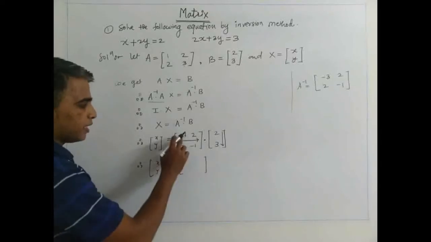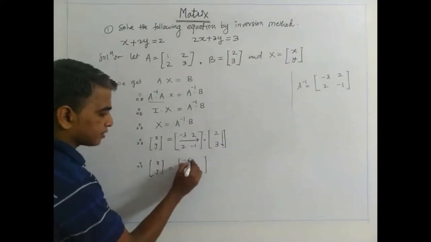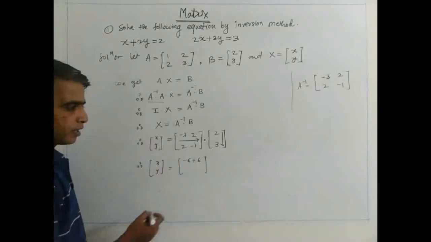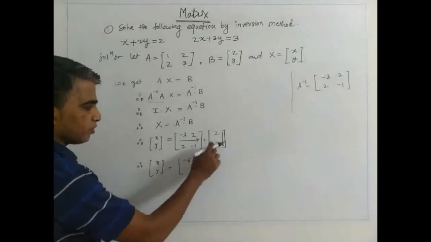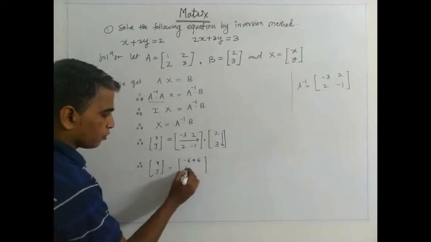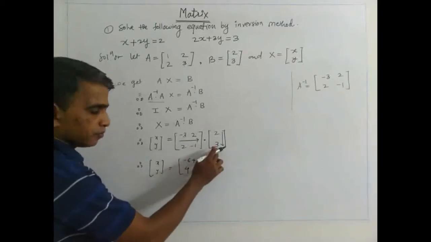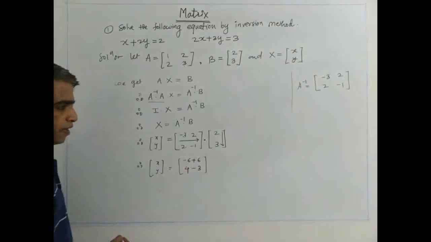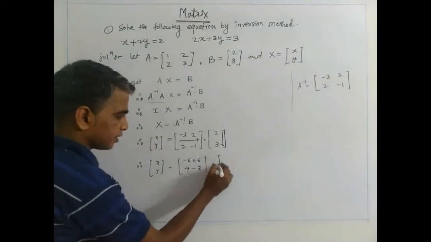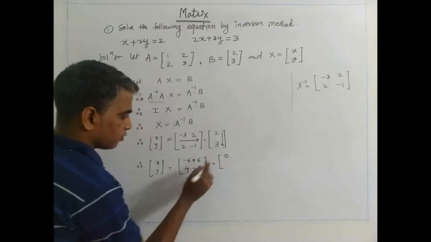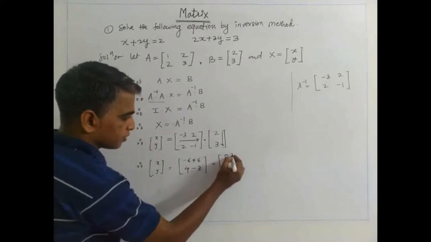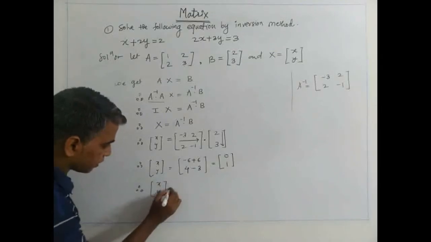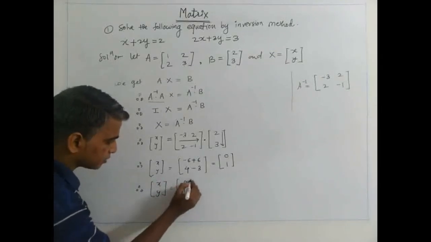column. So minus 3 into 2 is minus 6, plus 2 into 3 is plus 6. Next, second row first column: 2 into 2 is 4, and minus 1 into plus 3 is minus 3. So simplify it properly. The result is minus 6 plus 6 is 0, and 4 minus 3 is 1. So we got column matrix XY is equal to column matrix [0 1].